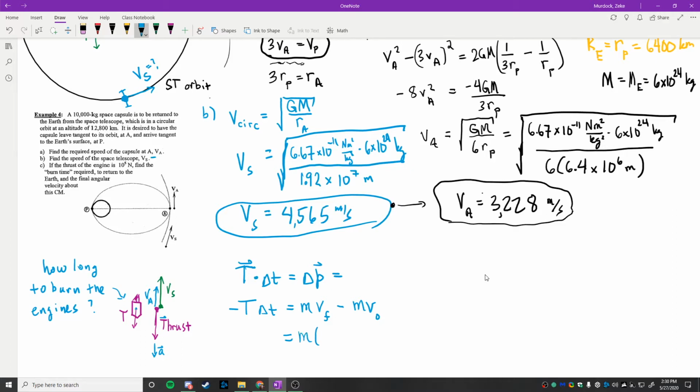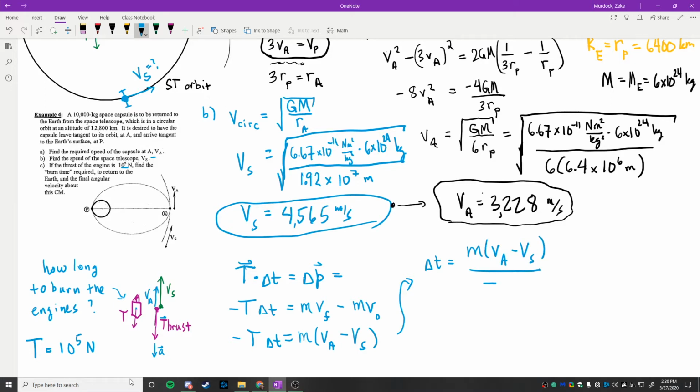So this is going to be mass times v final, which is going to be v_A, right? Because it was moving with the space station, v_S, and then it needs to drop its speed to v_A. And that should be equal to negative thrust times delta T. We know the thrust in this case is equal to 10^5 newtons. That's given. Not 10 times 10^5, but just 10^5 newtons. So then what we can do now is just solve for delta T. Delta T is going to be equal to the mass times the change in velocity, which is a negative number, divided by negative thrust.